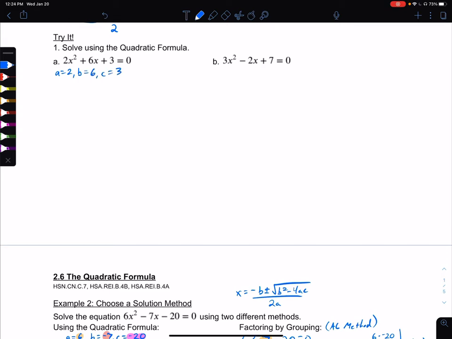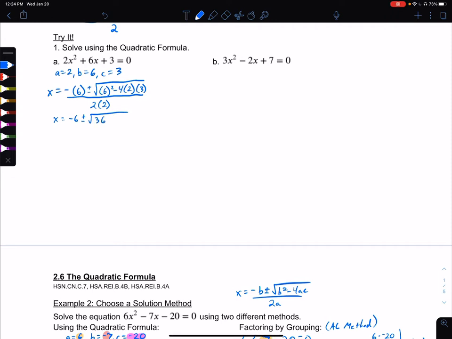So we want to plug everything in. So x would be equal to negative 6 plus or minus 6 squared minus 4 times 2 times 3. Remember, when you're doing these, it's always a good idea to put the numbers in parentheses. That way you don't make any mistakes with your signs. And then we would have 2 times 2. So just simplify. Take it one step at a time. Try to avoid any major mistakes.